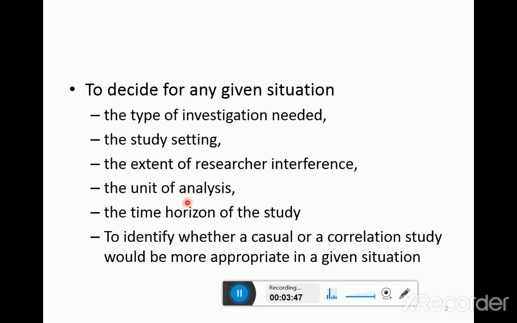We have the unit of analysis. Now what is the unit of analysis? Simply, analysis is the study of the units. Whenever we conduct a research, it is very much difficult to study the whole population.